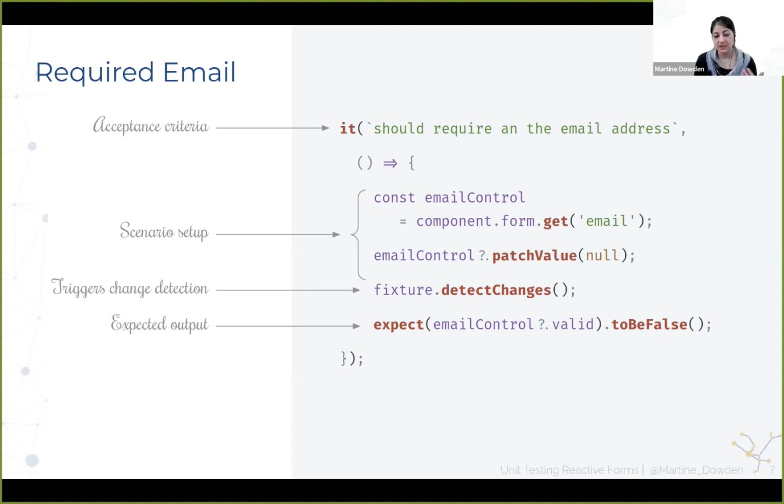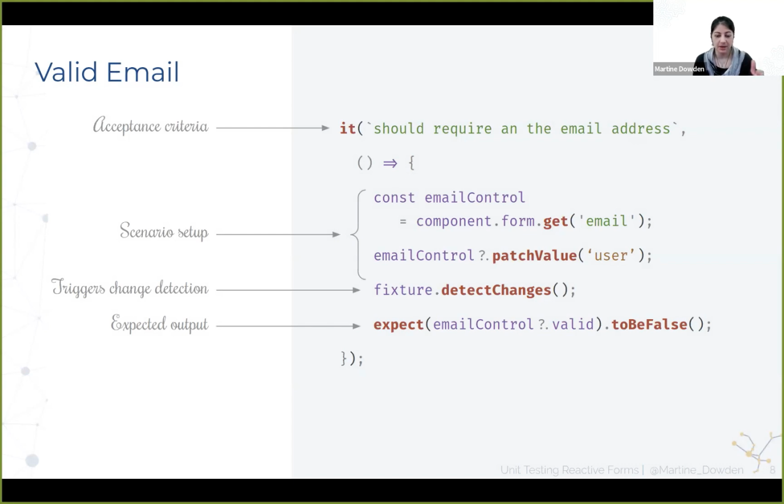In this case, since our email is required, if I patch a value of null, I would expect the email valid to come back as false, correct? So very simple, straight to the point kind of test. I can then take that structure and repeat it. If I want to check the validity, obviously the word user is not a valid email address. So same thing: I've got my acceptance criteria, or the it that describes it. I've got my scenario, my trigger change detection, and my output.